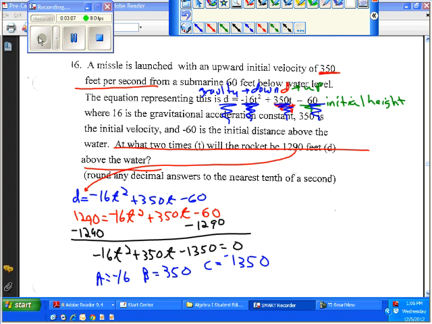So we're going to plug that into the quadratic formula. So we're going to have x is equal to the opposite of the b, which would be negative 350, plus or minus the square root of the b value, 350, thank you, plus or minus the b value quantity squared, which we have to put in parentheses since it's negative, so negative 350 quantity squared, minus 4 times the a value of negative 16 times the c value of negative 1,350.